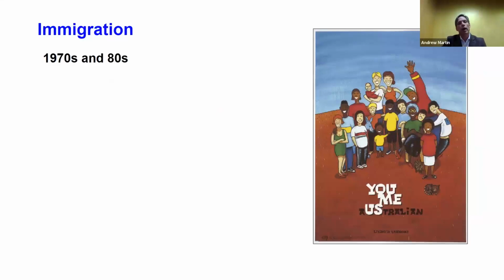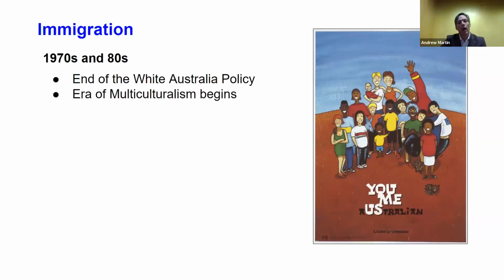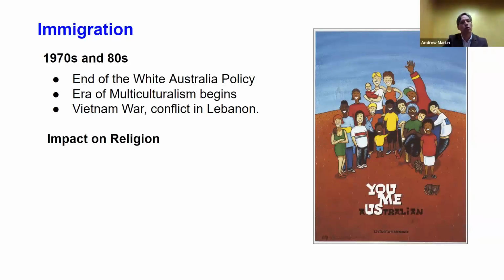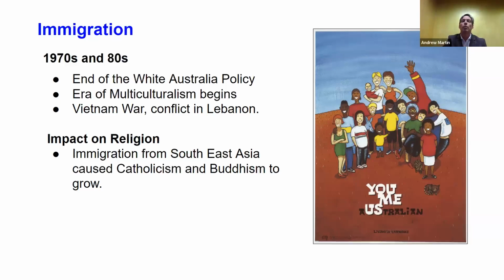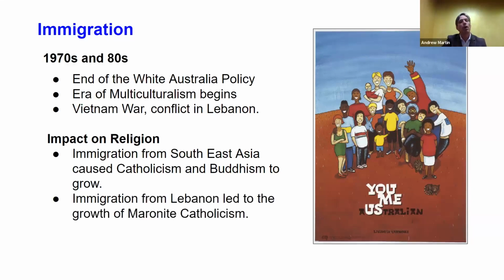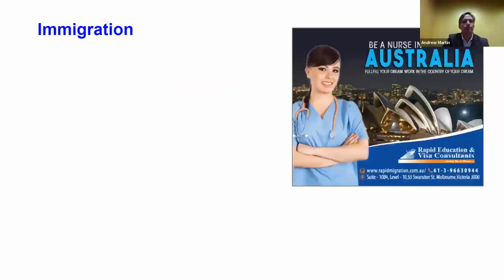Next period of history, the 1970s and 80s, the White Australia policy was ended. It was ended in the early 70s by the Whitlam government. And we have this new era, an era of multiculturalism. We also have conflicts happening overseas. So we have the Vietnam War, and then there's a conflict in Lebanon, which has an impact on immigration to Australia. What happened? We had immigration from Southeast Asia. Buddhism grew, and Catholicism in particular was a beneficiary of this immigration. Also, you can see there the impact of immigration from Lebanon.